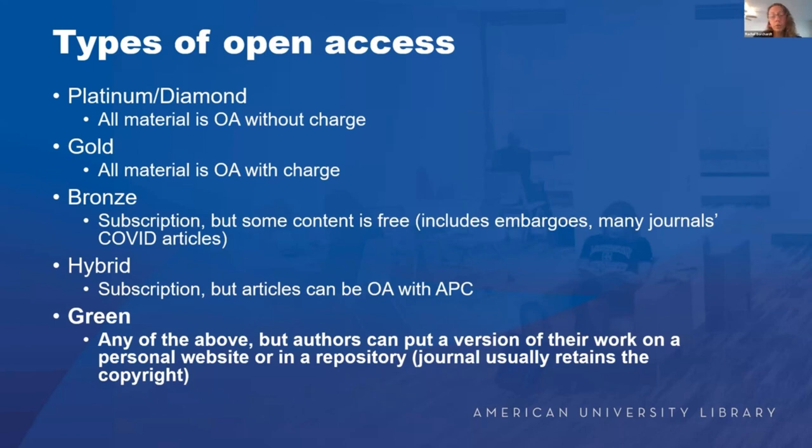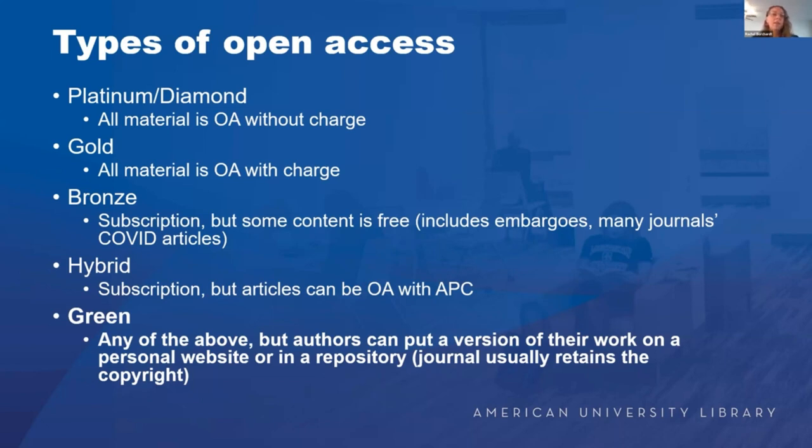And then we have gold journals. They're also fully open. Every article that's published is immediately openly available with a Creative Commons license. However, there is a payment in order to make that information openly available. But it's not a choice. There is no subscription fee associated with gold journals. Just everything is openly available, but you have to pay a fee.